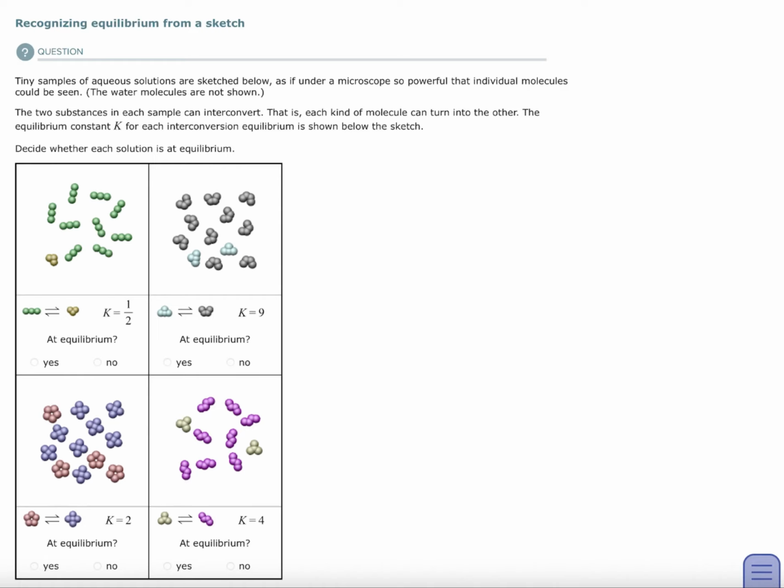Welcome back. This is an ALEKS homework video on recognizing equilibrium from a sketch. If you recall, equilibrium is when there is no more forward or reverse movement. The amount of forward movement in a chemical reaction is equal to the amount of backward. So if you have a reversible reaction, products are being made at the same rate that reactants are being made.